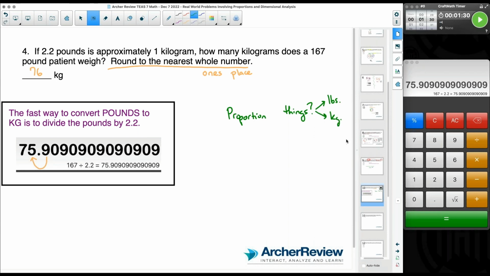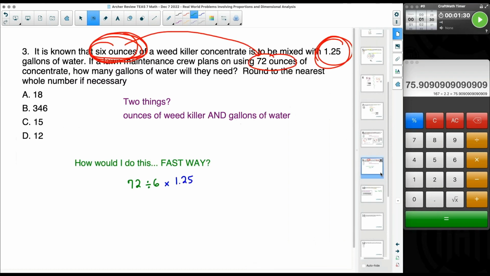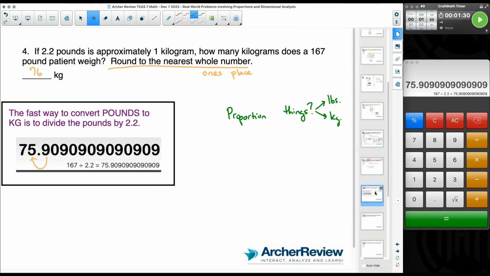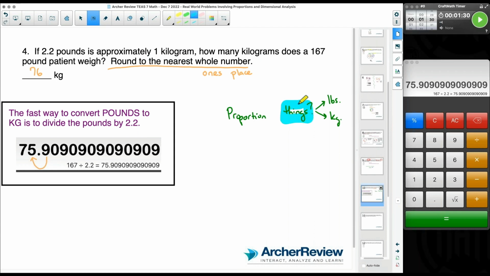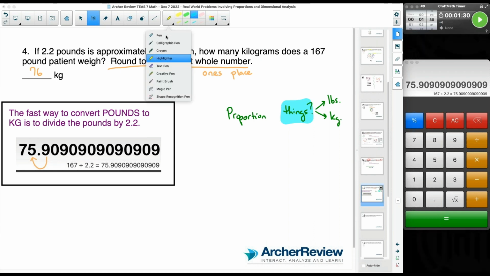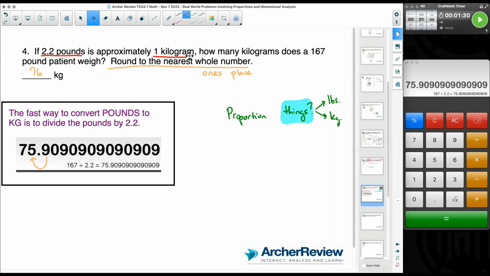So y'all, we have gone from red marbles to blue marbles, bags of chips to the cost of the bag of chips, weed killer and gallons of water. Now we're talking about pounds and kilograms. The thing I want you to realize is that we are comparing two things in all of these problems so far tonight. So my personal preference, I see 2.2, that's the pounds, and I see 1 kilogram.